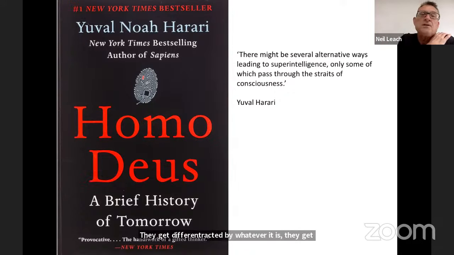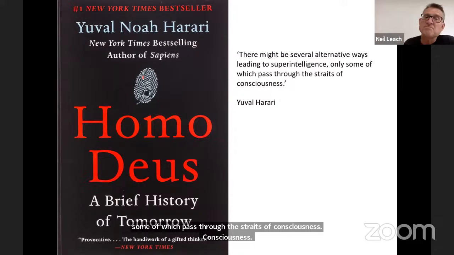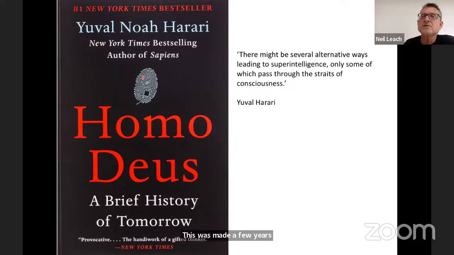They have an accident. And while Google cars and other self-driving cars, Tesla cars and so on, are not totally reliable now, they will be reliable. And in the end, who needs consciousness? Who needs consciousness? And he makes this comment: there might be several alternative ways leading to superintelligence, only some of which pass through the straits of consciousness. This was made a few years ago, and how right he is, because we are verging on some form of superintelligence which doesn't possess consciousness.